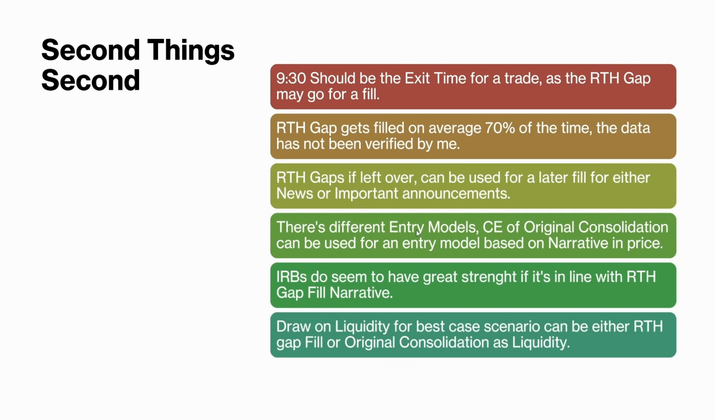There's also different entry models, right? CE of original consolidation can be used for an entry model based on narrative in price, okay? Because CE of original consolidation can be used for rebounds and everything. I will show you guys the examples later on in the video. Immediate rebalances do seem to have a great strength if it's in line with the RTH gap fill narrative, okay? The drawn liquidity for the base case scenario can be either the RTH gap fill or the original consolidation as liquidity.